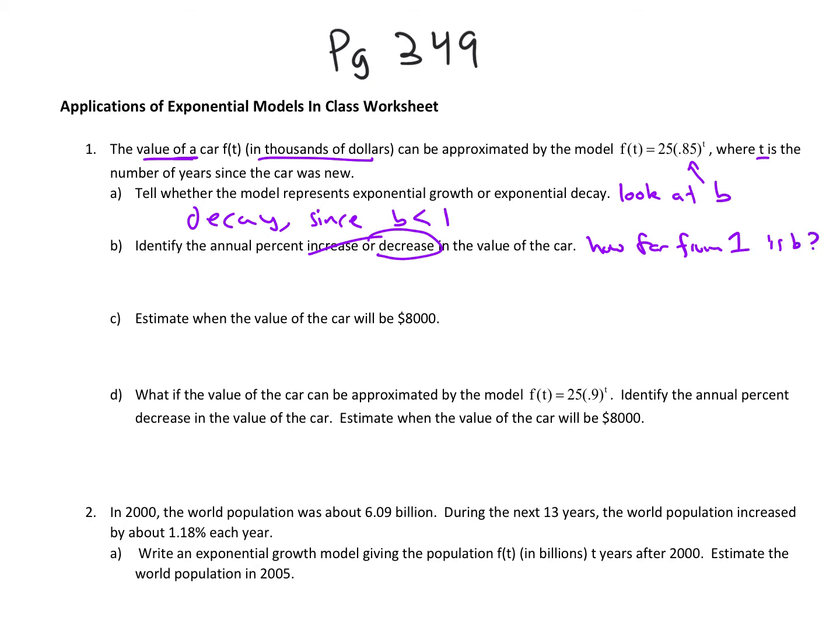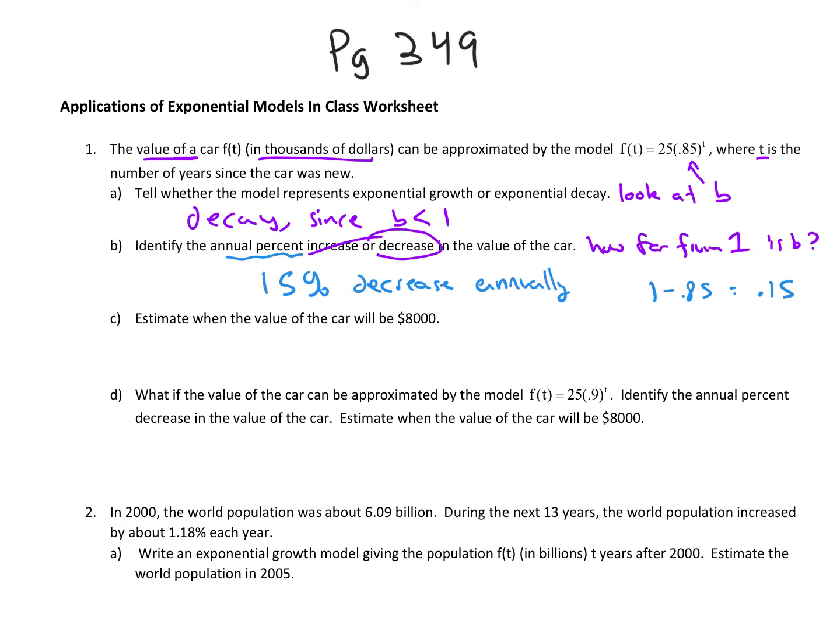Is B. And if you need to do the math, you can go 1 minus 0.85. You can see it's 0.115. You might be able to do that in your head. And it does say annual percent, so we do have to change this to a percent. So that would be 15% decrease annually. Every year it's going to lose 15% of its value.